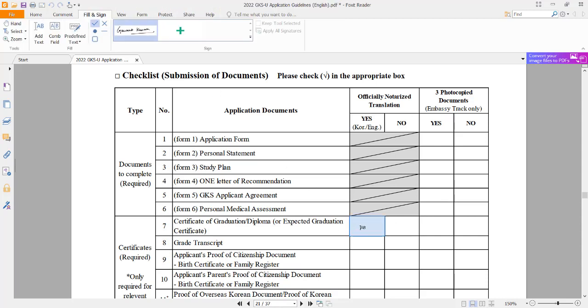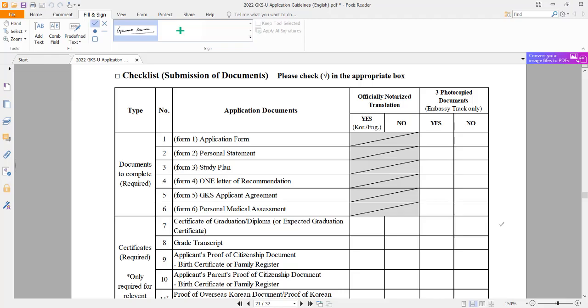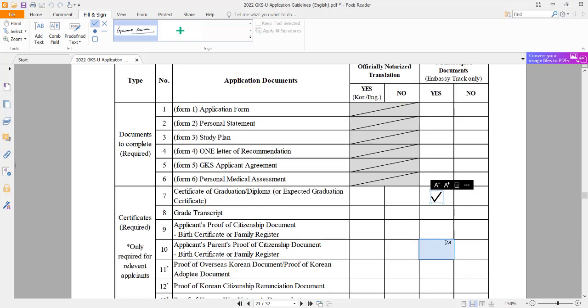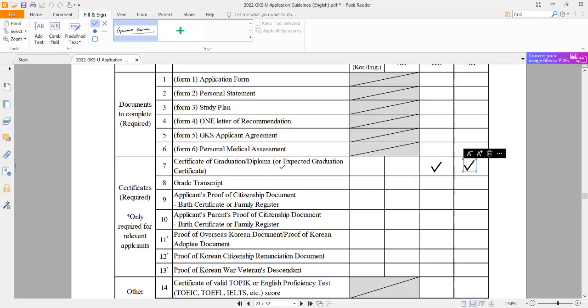As you can see here, a tick mark is there, so you can just put a tick mark in there. You just need to drag it here, yes or no, whatever you are submitting. So this is the way of filling it. So you can do that.